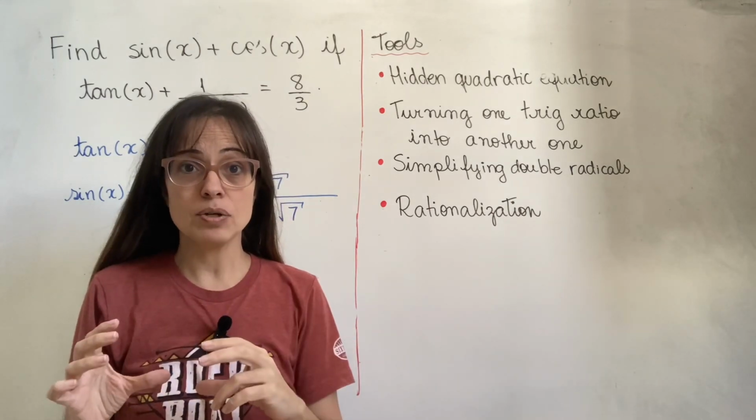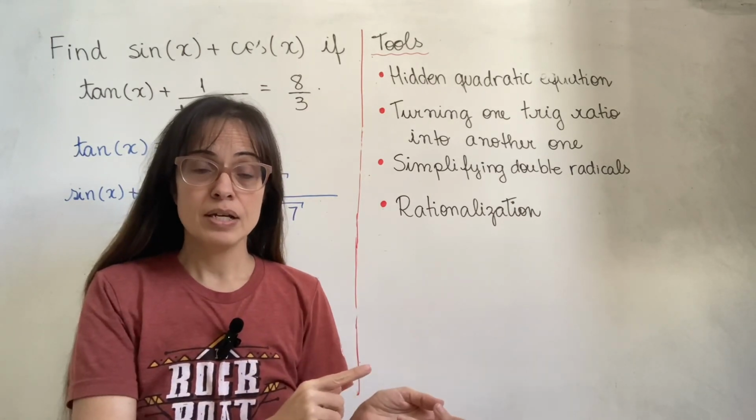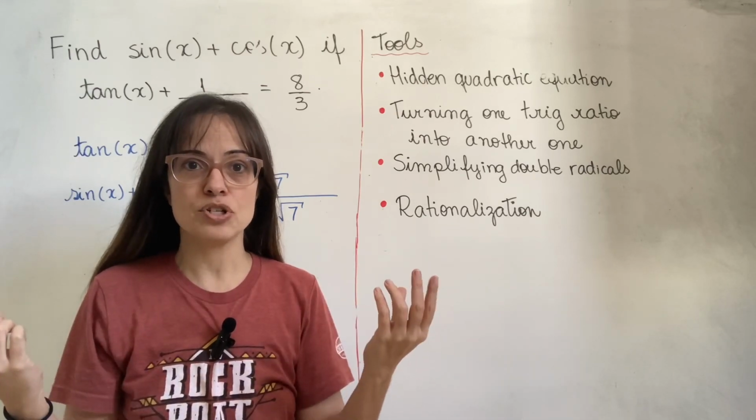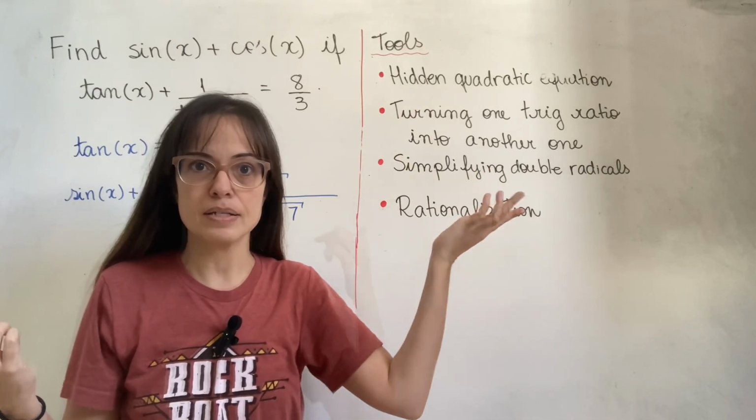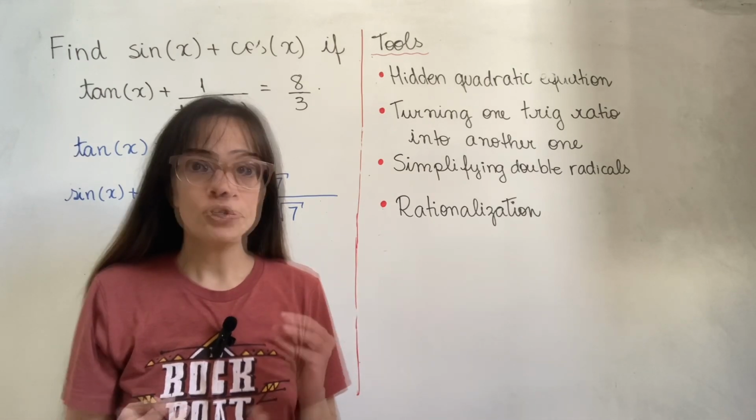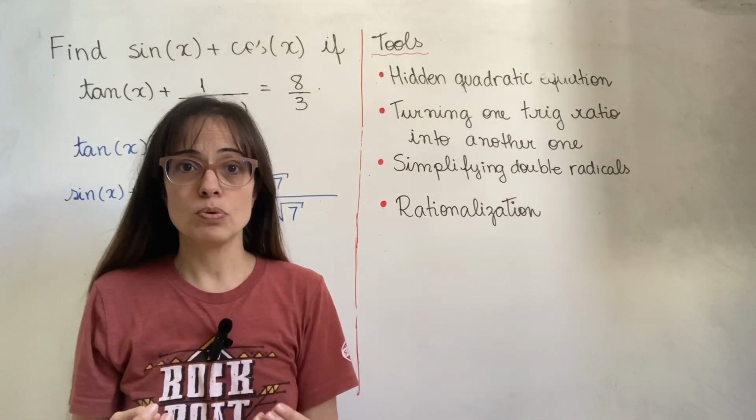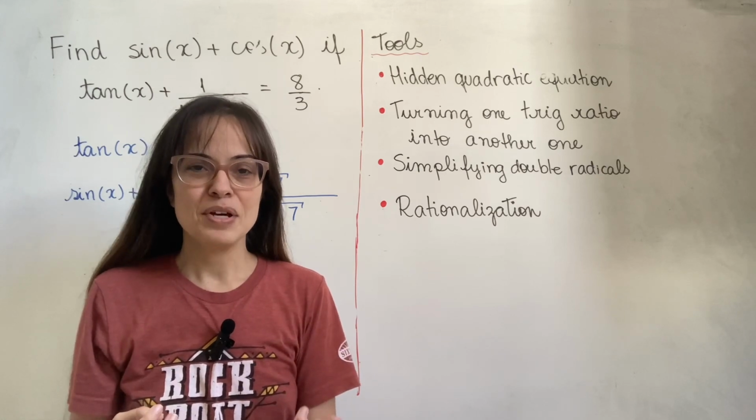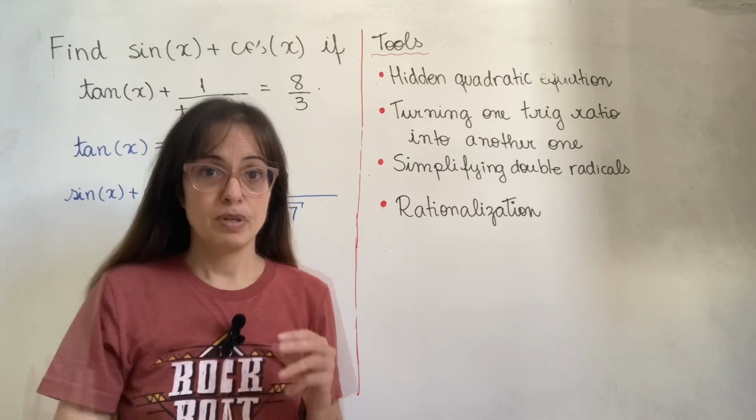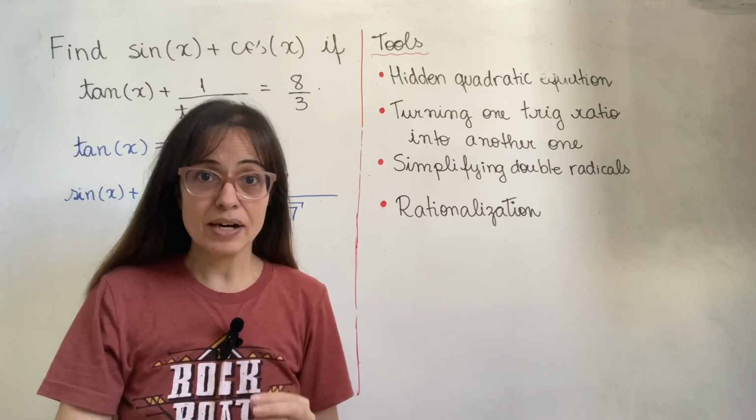Seeing a double radical and deciding to do what I did, to me, is as natural as seeing a quadratic equation that is hiding and doing that, which is the part that I'm pretty sure you did because you've seen it before. So when you see somebody using a tool that you are not familiar with, it can feel like that person is coming up with the tool at that moment. But I want to assure you that that is rarely the case.